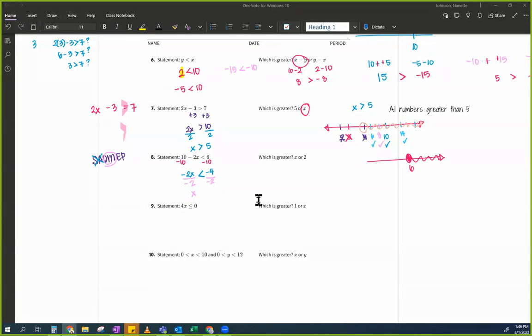Yes, we have to flip the symbol. Why do we have to flip the symbol?